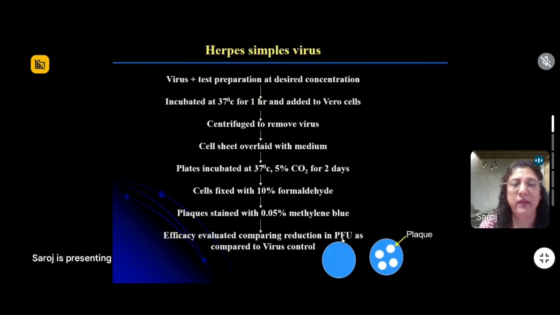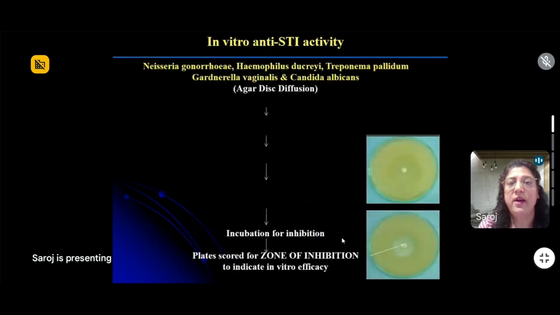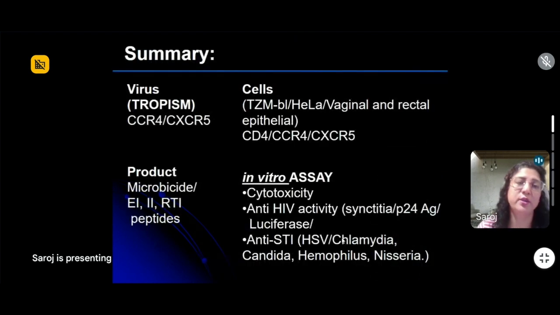So you can check for HSV. There are assays for chlamydia. Then you have anti-STI activities for a group of infections which include Neisseria, Haemophilus, Treponema, Gardnerella, and Candida. All infections can be checked with that. So just to summarize the entire lecture, we saw how the virus exhibits a tropism. It can either be internalized via the CCR5 receptor or via the CXCR4 receptor. However, we have developed certain assays with which you can check the efficacy and the safety of the drugs.